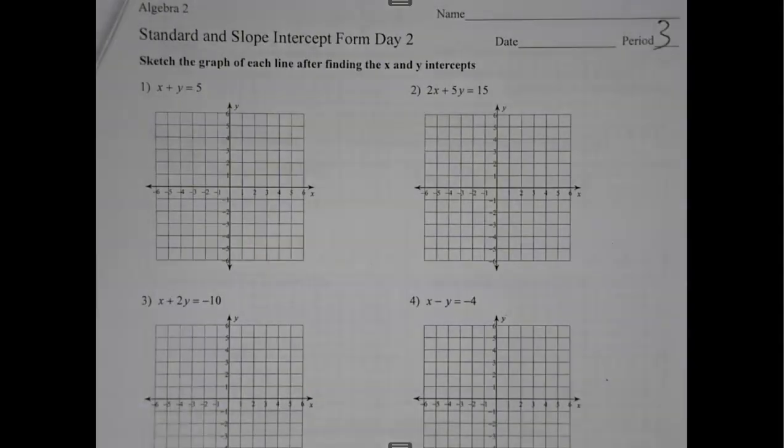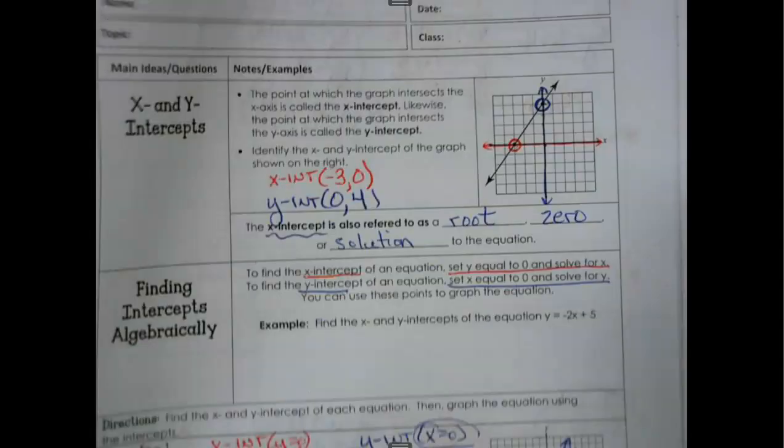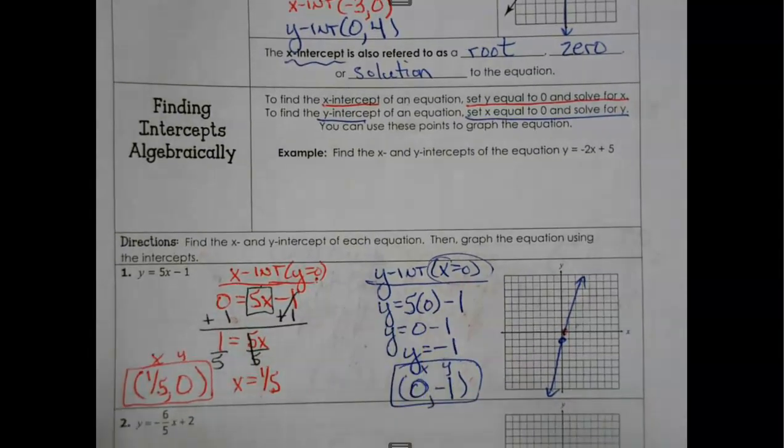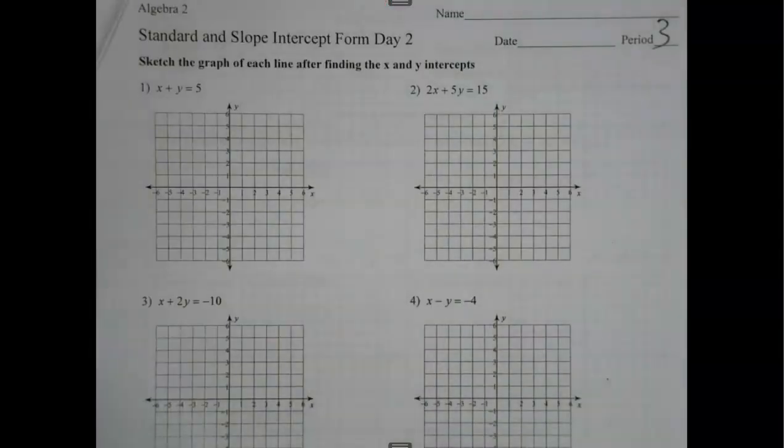In the practice, I'm going to refer to the notes on some things, but we're going to stick to this. So, first part first. Sketch the graph of the line after finding the x and the y intercepts. So that is going to be similar to what we were doing in the notes yesterday, where we'd set the one variable equal to 0 and solve for the other. I'm actually going to jump to number 2 because it's got a little more complexity to it.